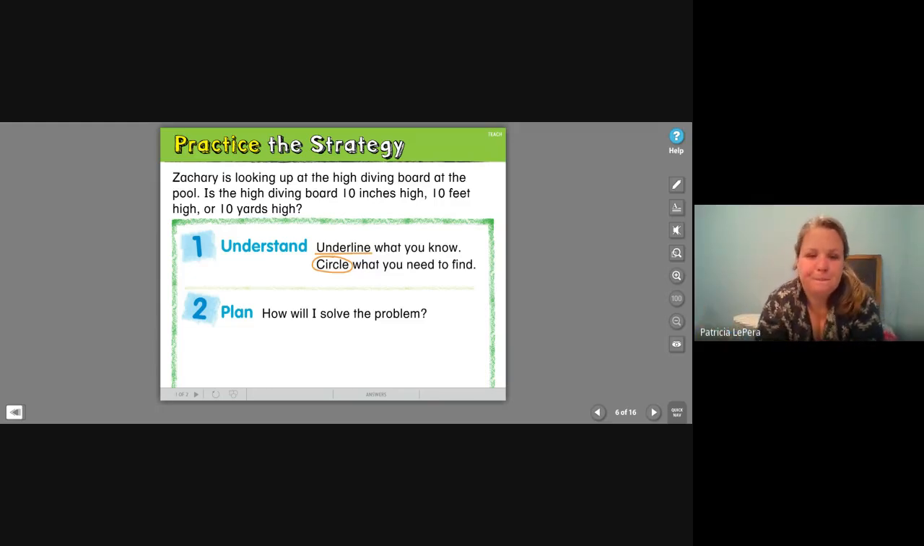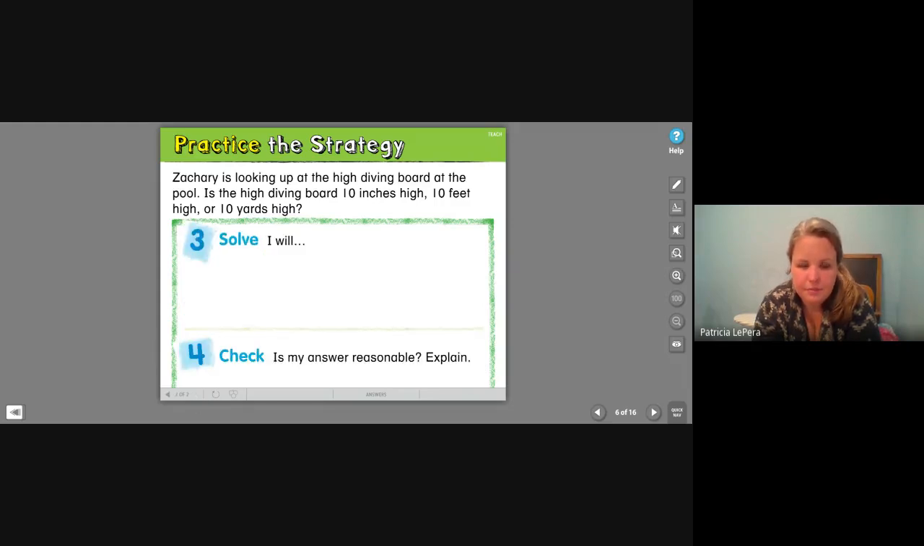All right, so we're going to use logical reasoning. We're going to take our three choices and think about which one would make the most sense. So in this box is where we can write our answer. So I want you to pick 10 inches high, 10 feet high, or 10 yards high. One of them is going to be definitely too short. And then I think we should decide between 10 feet high and 10 yards high. And I'll give you a couple seconds to make a choice.